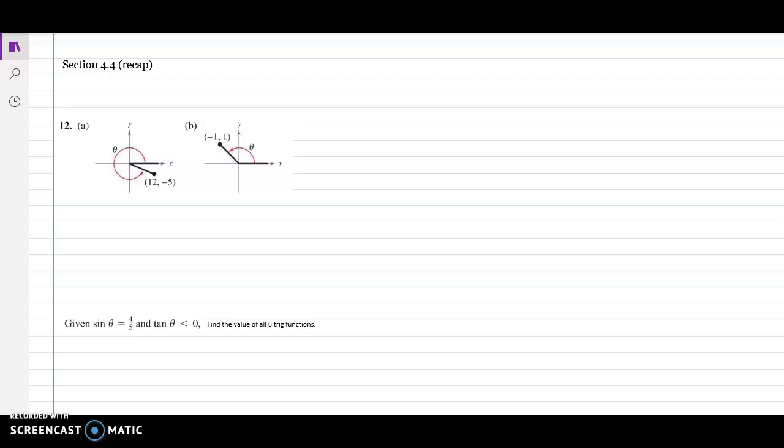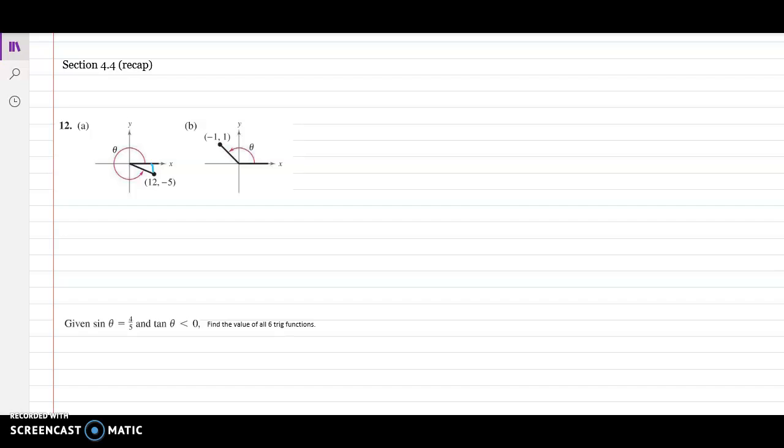So let's look here at number 12. We have the point (12, -5). That is in quadrant number 4. The angle is this pink one all the way around here. Let's complete our triangle here.